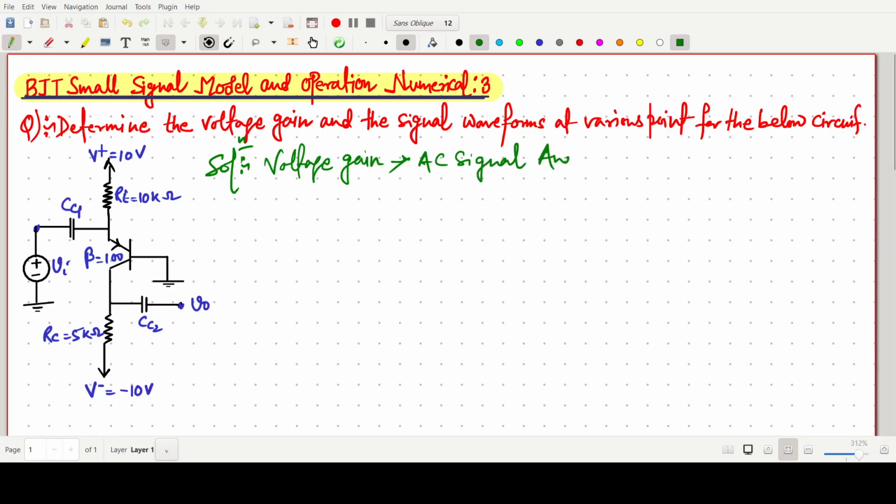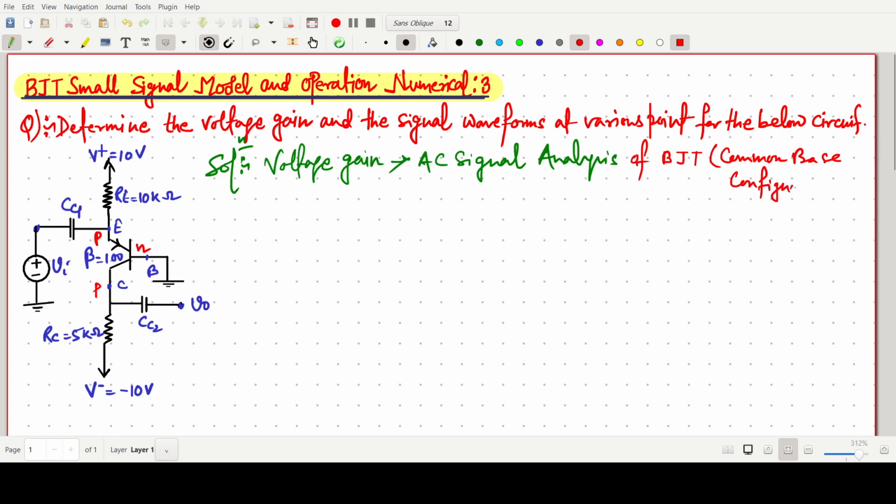AC signal analysis we have to go for. This is the circuit, and it is basically a common base configuration, where this point is our emitter, this one is our base, and this one is the collector. This is a PNP transistor, the arrow is at the emitter, from P to N. So voltage gain means we have to go for the AC signal analysis of the BJT, which is our common base configuration.